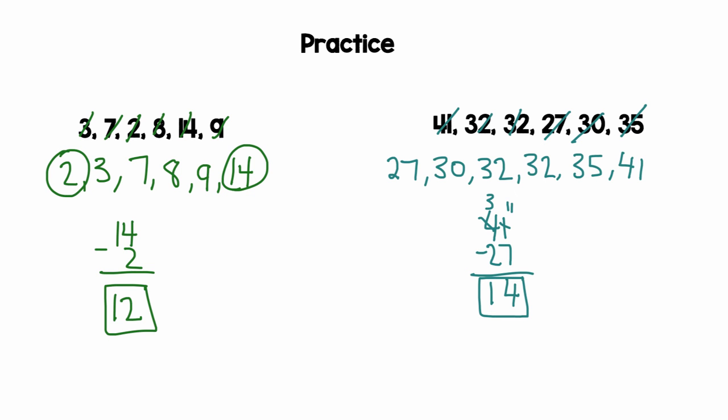We have some example problems that you can do, so go ahead and pause this video, make sure you order your numbers, subtract the largest and the smallest, and get your range. When you're done, press play to see the answers. All right, for your first set of numbers, your range is going to be 12, and for your last set, it's going to be 14.